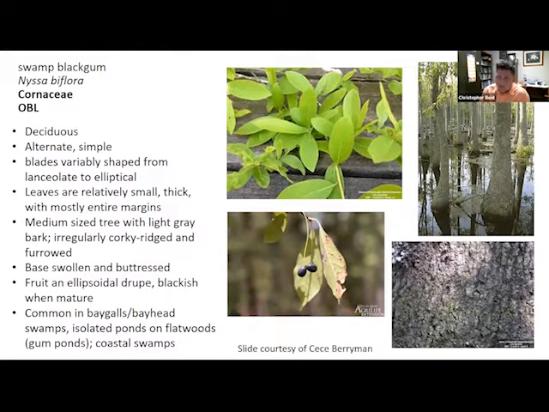So it's deciduous, alternate, simple. Blades are variable, oftentimes elliptic. To me, the blades of swamp black gum kind of remind me a little bit of live oak. They're not thick and leathery like that, but I don't know, they just kind of have, especially at a distance, kind of a live oak look.